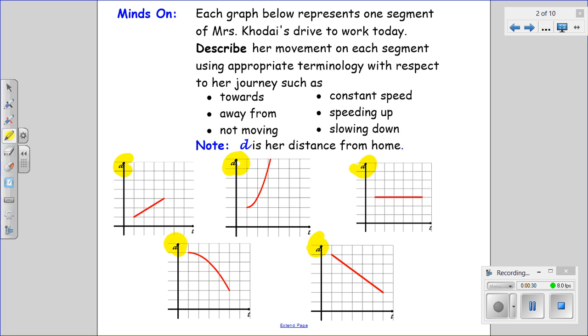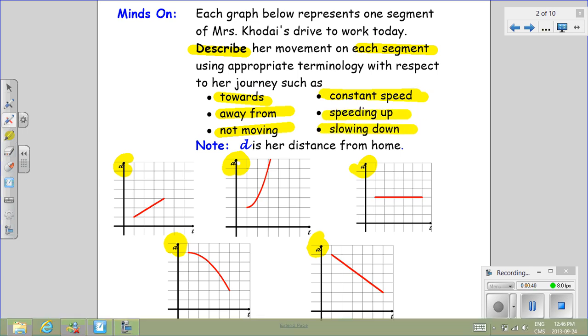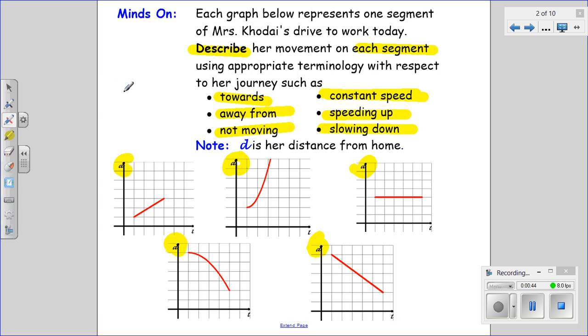Let's highlight a few things. What are the key things we're asked to do? We're asked to describe each segment, and we're going to use the words towards, away from, not moving, constant speed, speeding up, slowing down. And the key thing here we're being asked to do is to describe each segment. So we need to be aware of that. Oops, I ended up being in the wrong spot.